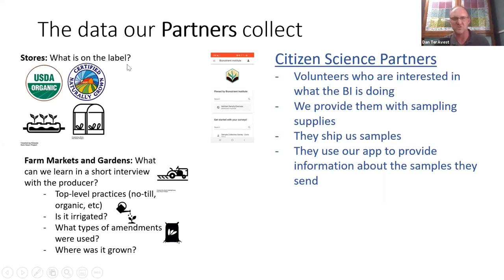So if they're going to a store, they're finding out, is it USDA organic? Is it certified naturally grown? Is it hydroponic? Is it greenhouse grown? And they're providing that information to us. If they're going to a farmer's market or talking to a gardener or sending samples in from their own garden, they can fill out a short questionnaire or do a short interview with a producer just to get some top level practices. Does the farmer use tillage or no-till? Is it irrigated? What type of amendments were used? Where was it grown? So it's these citizen science partners who are providing all of this information for us.